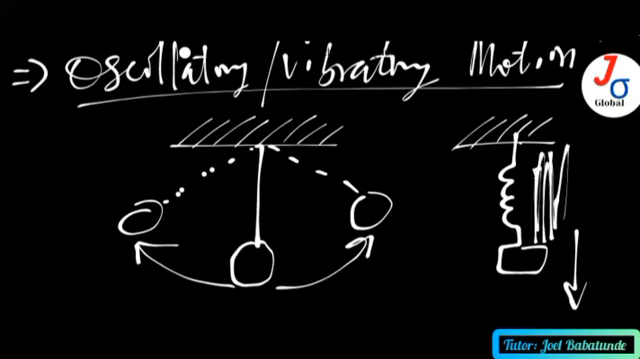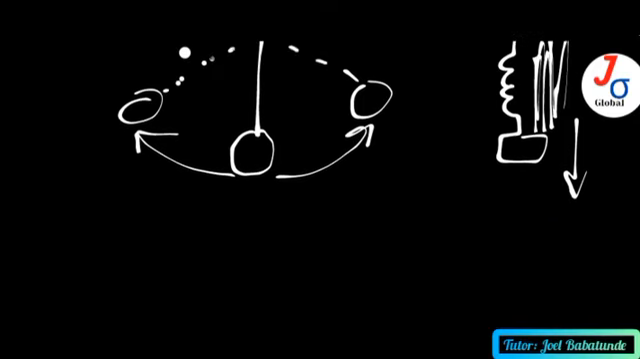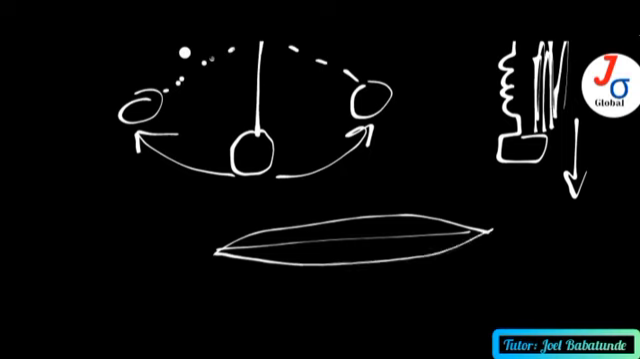Or when you pluck the string of a guitar, the string of the guitar goes up and down, bam, bam, bam. So when you pluck it, it just keeps going. That to and fro, up and down movement of the string is what we call vibratory motion.